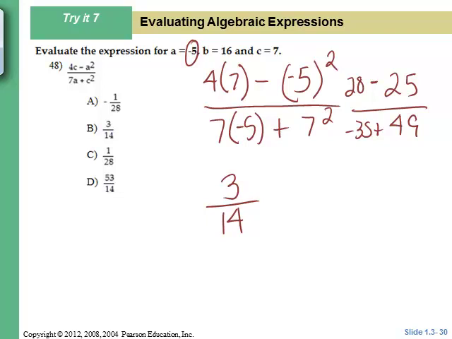Fraction key first. 4 times 7 minus parentheses negative 5 close parentheses squared. Now I'm going to go down to the denominator. 7 times negative 5 plus 7 squared equals, and my calculator says 3/14.